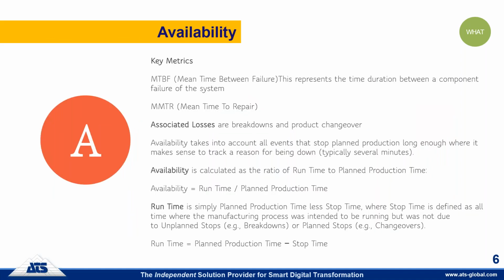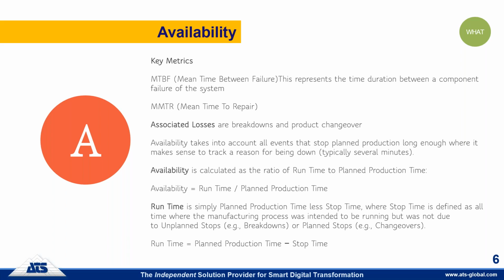So we're just going to look into these metrics in more detail now. So we've got availability. The relevant key metrics associated with availability are MTBF, mean time between failure. This is the time duration between a component failure of the system, so the average time between failures of the system. And then we've got MTTR, mean time to repair, which is the time it takes to resolve that failure that we've already spoken about.